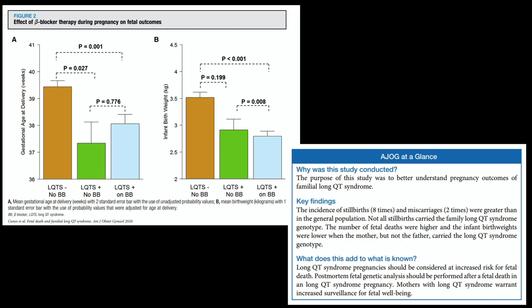It's also very interesting that the outcome of the pregnancy actually depends on the status of the mom. If the mom doesn't have long QT syndrome, the risk is not that increased. But if the mom does have long QT syndrome, then regardless of the status of the fetus, this pregnancy has a very high risk.